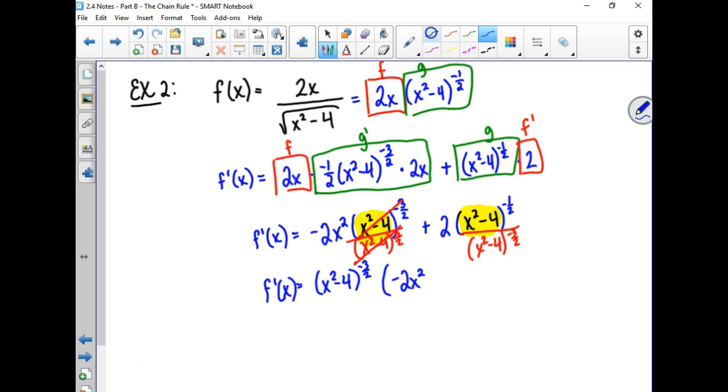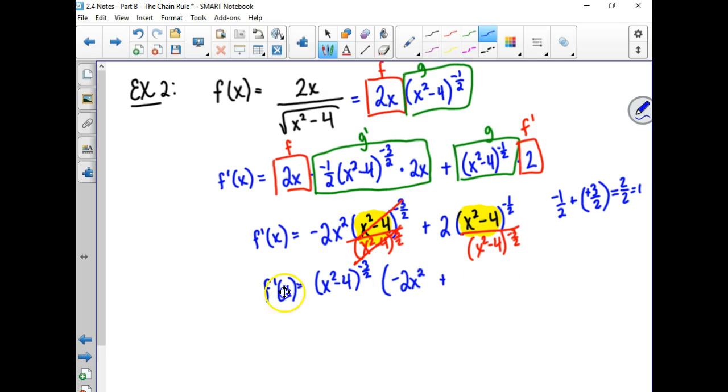For the second one, when I am dividing, I subtract my exponents. So I have negative 1/2 minus negative 3/2, which really means that it becomes addition, right? So you get 2 over 2, which is 1, right? And I've told you it's usually going to be a whole number.